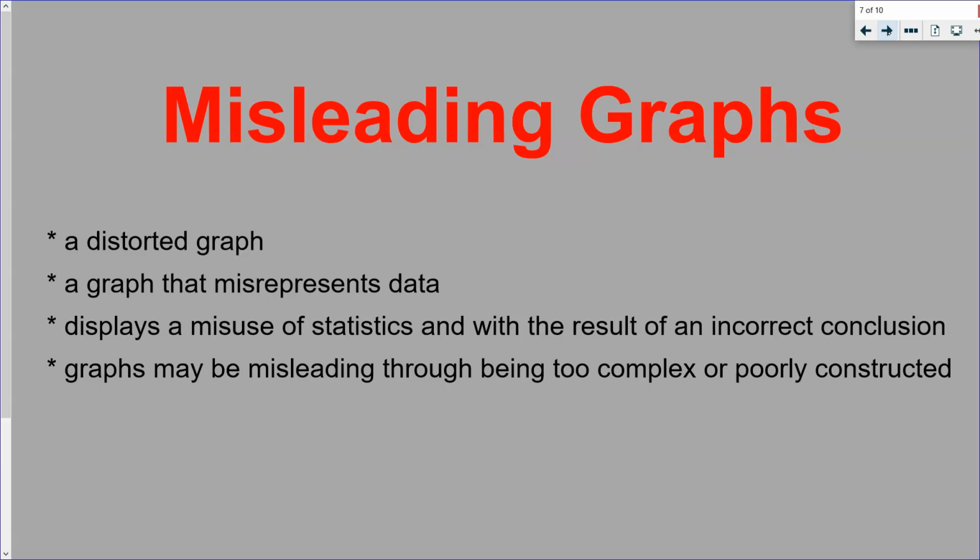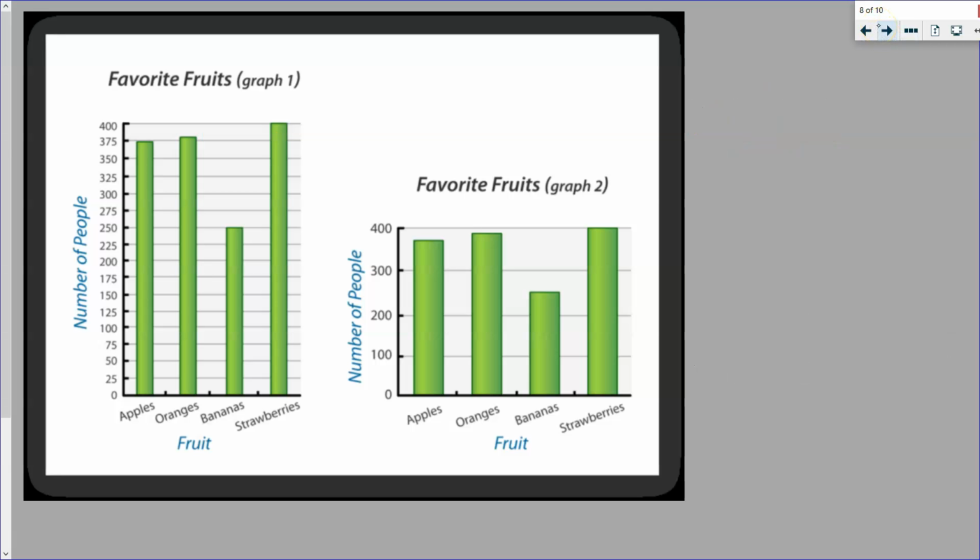Okay, what we're getting to here is misleading graphs. So this is a distorted graph, a graph that misrepresents data. It displays a misuse of statistics and gives the result of an incorrect conclusion. Graphs may be misleading through being too complex or poorly constructed. So let me show you what I mean here. Quite often, advertising companies will do this on purpose to make things look better than they seem.